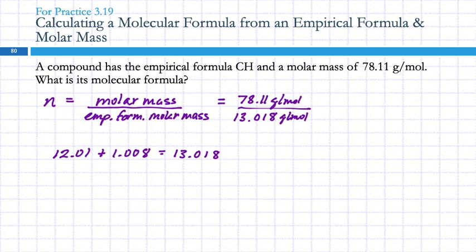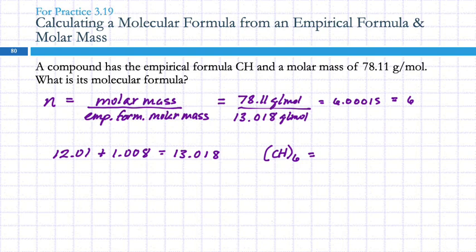78.11 divided by 13.018 equals 6.00015. That's 6. So that tells me that the molecular formula has 6 of these units in it. So you could think of it this way. You've got that empirical formula times 6. That's not how we're going to show the molecular formula, but that's just kind of how we're thinking about it.